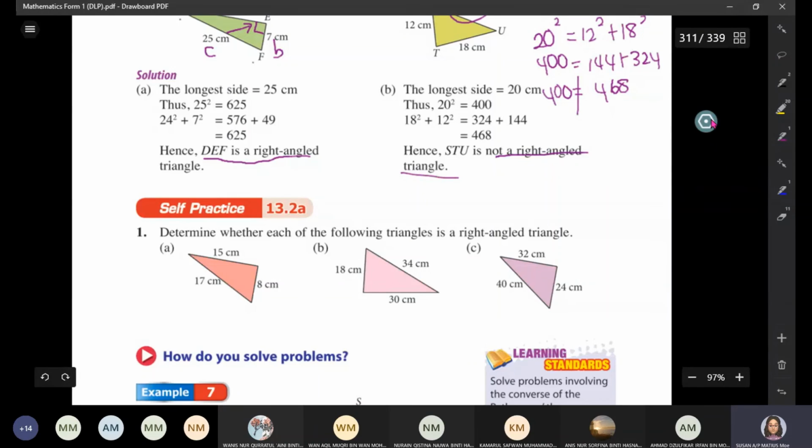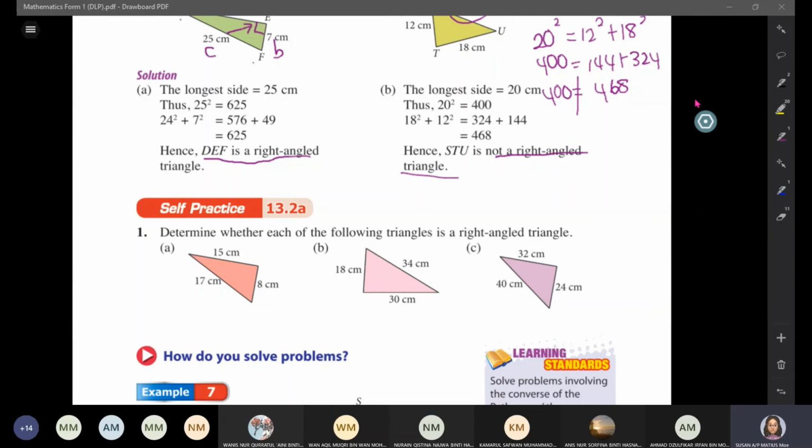Okay, can I have your answers, class? You may put your answers in your chat box as usual. Yes, I can see Kamarul has answered. It's a right angle triangle. Any other answers, or do you all share the same answer? Yes. Okay, all right, true. So the answer is right.